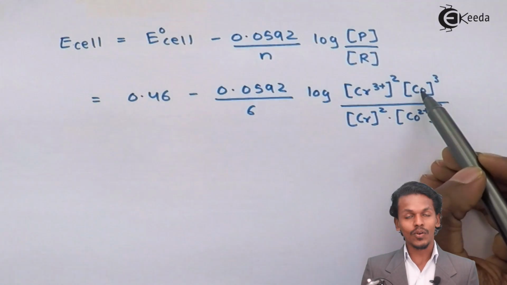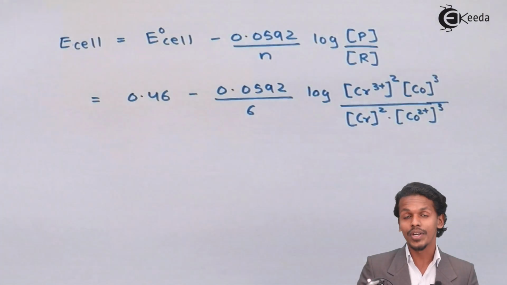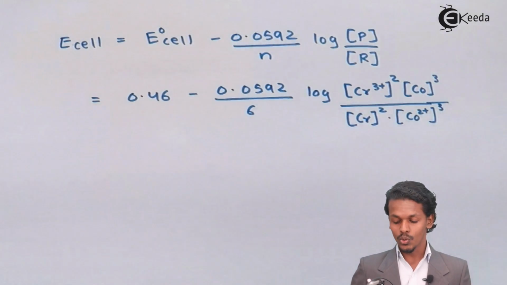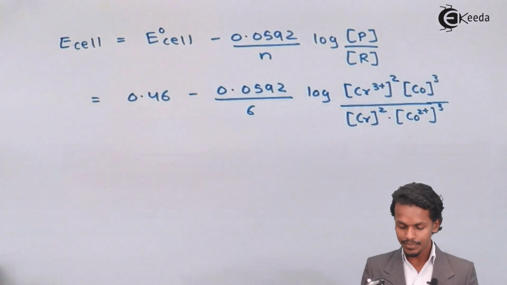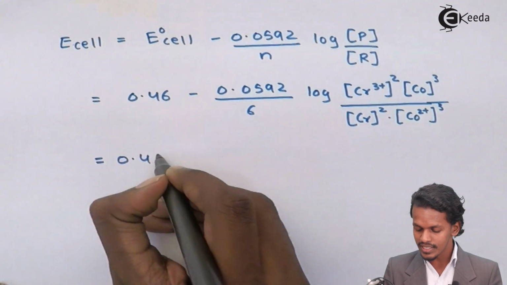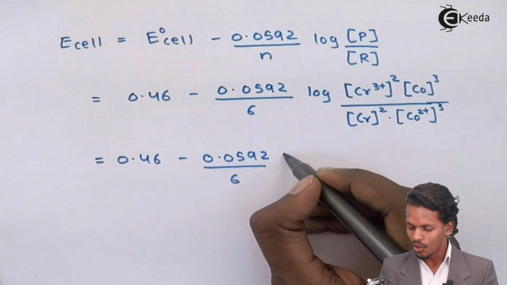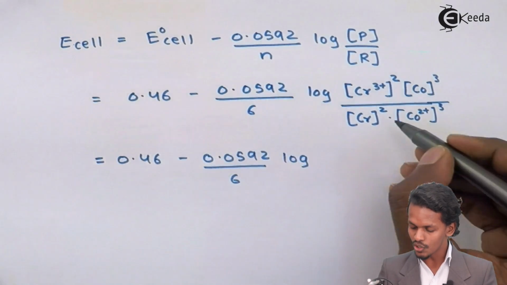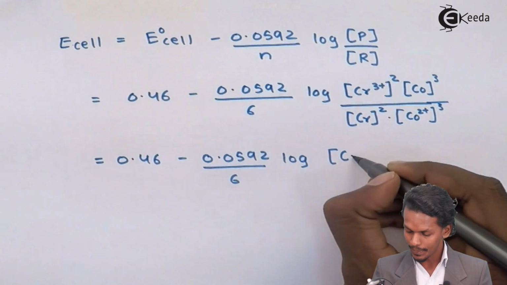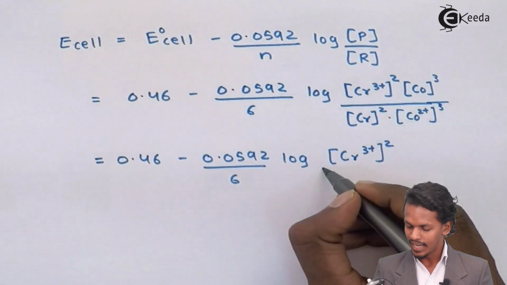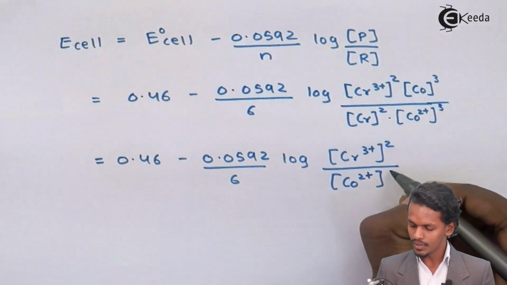This means the value of the concentration of cobalt and the concentration of chromium will be 1 when they are present in a solid form, or in a solid state. So we could avoid these two things by taking the value as 1. The thing that is left with us is 0.46 divided by 0.0592 divided by 6 log to the base 10 of the concentration of chromium 3 plus. I could write it so there would be no confusion, so 3 plus raised to 2 divided by the concentration of reactant, that is Co2 plus raised to 3.